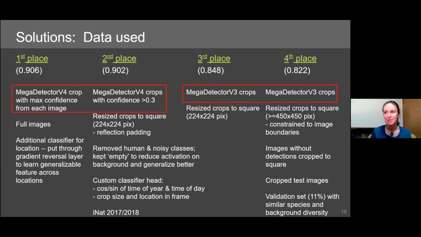When I say crops, I mean they cut the image around the detection of the animal and then treated that as a single image. They didn't use the whole original camera trap image.